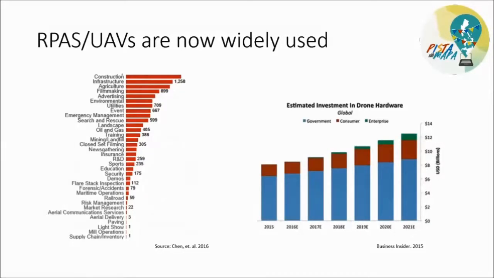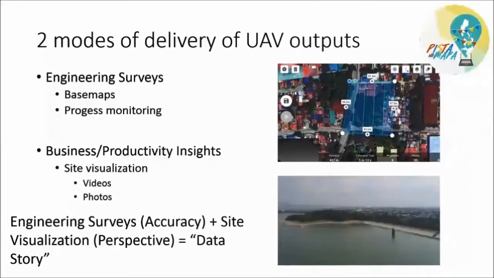Also, based from personal experience, most survey requests that my team receives now require some form of UAV observations, in addition of course to traditional measurements like GNSS and total station observations. Usually when we are asked to conduct UAV observations, they fall into two general categories: engineering surveys and site visualization. Engineering surveys is the more popular between the two, especially for us surveyors, because it's the mode that produces base maps, DSMs, and DEMs. Accuracy is the focus of this type of surveys.